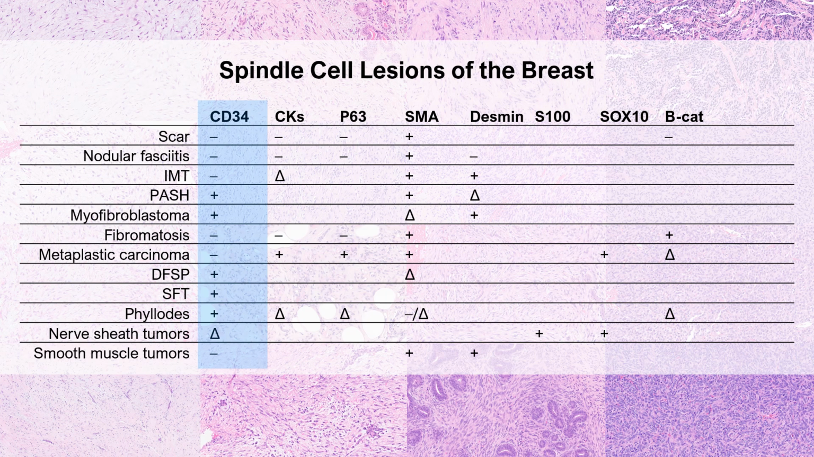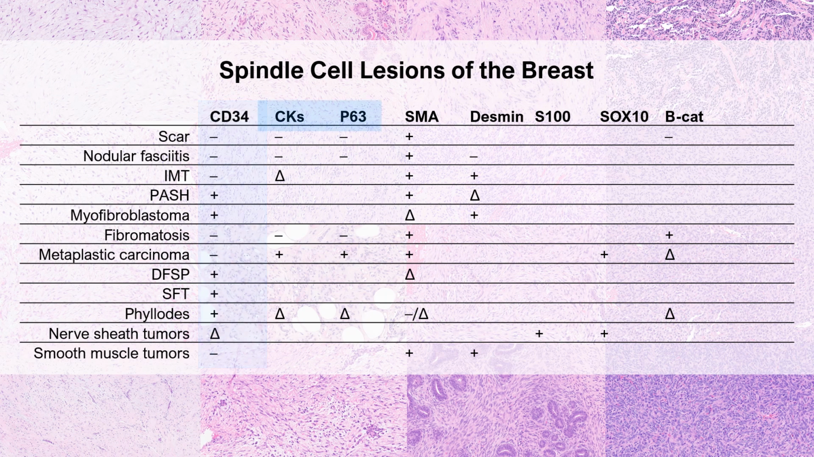First, let's look at CD34. CD34 is a transmembrane phosphoglycoprotein, which is expressed by a subset of mesenchymal progenitor cells, among other subtypes. CD34 is usually positive in PASH, myofibroblastoma, DFSP, SFT, as well as fibroepithelial lesions, at least focally. I will say that in phyllodes tumor, as the lesion progresses towards malignant phyllodes, though this can certainly occur in benign and borderline lesions, you often will lose the intensity of the CD34 expression, and you can have large areas that are completely negative for CD34.